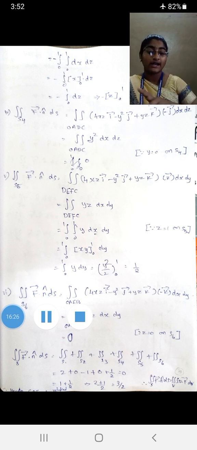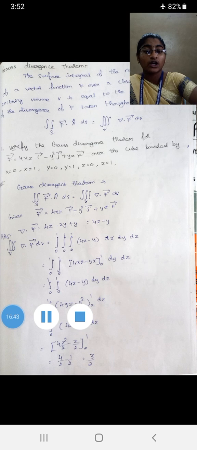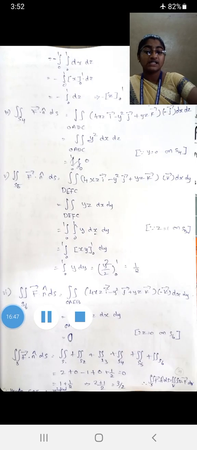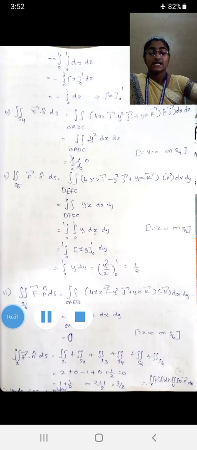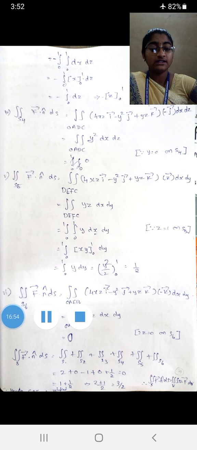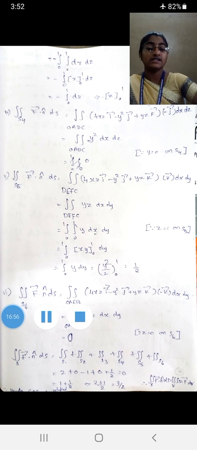Now we have to add all the surfaces, that is the S1, S2, S3, S4, S5 and S6 values. So we get the answer as 1 plus 1 by 2, which is 3 by 2. Here we found the value for the left hand side of our Gauss divergence theorem formula. We already found the value for the right hand side is 3 by 2. Similarly here also we find the value of the left hand side as 3 by 2. Thus the left hand side is equal to the right hand side. Hence Gauss divergence theorem is verified.